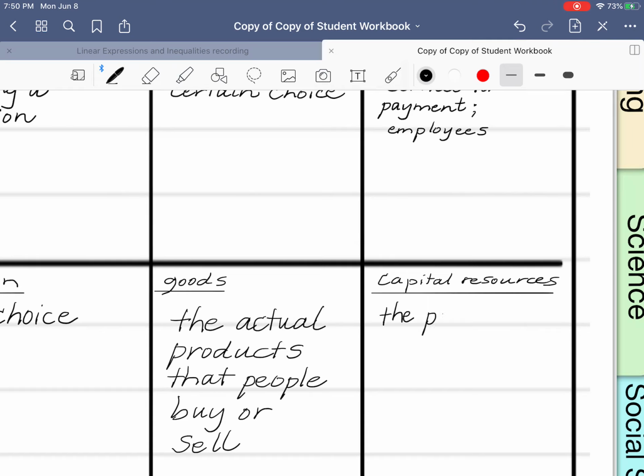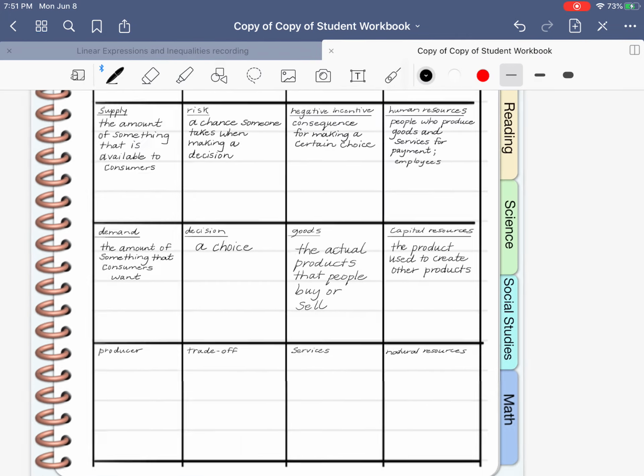The products used to create other products. If you're a construction contractor, you need things like bricks and lumber and windows in order to create your product, which is a house. So capital resources are those products needed to create other products.